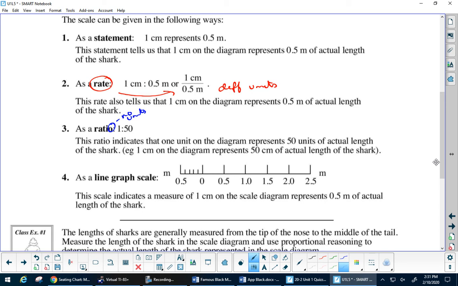50 centimeters. Because this is 0.5 meters, and if we move the decimal 1, 2 to centimeters, we would get 50 centimeters. So now it's 1 centimeter in the picture represents 50 centimeters in real life. And do you see how if the units are the same, they cancel, and that's how we get 1 over 50. So if they're the same unit, we cancel.